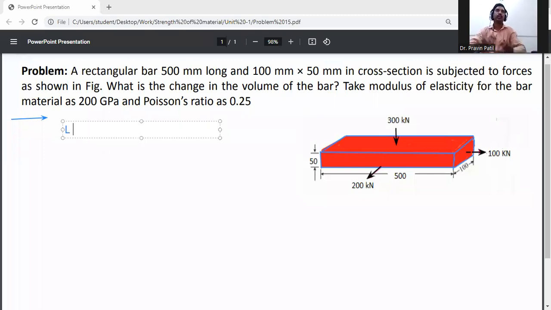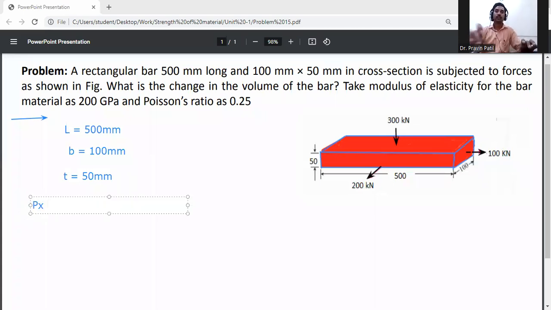Length L is given as 500 mm, width B is 100 mm, and thickness T is 50 mm. Then the forces in the x, y and z directions are given. Px, the force parallel to the x axis, is 100 kilonewton. Converting kilonewton to newton, that is 100 into 10 raised to the power 3 newton.